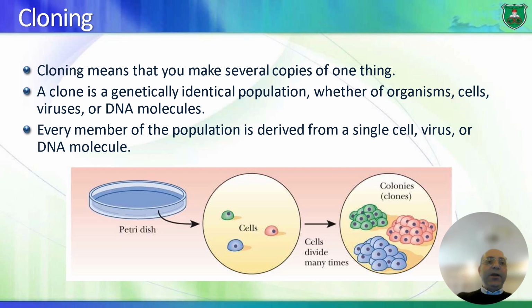So what is DNA cloning? Well, DNA cloning means that you make copies of one thing. It's like a copy machine, okay? You have this piece of paper and you make 10 copies, 100 copies of that same piece of paper.